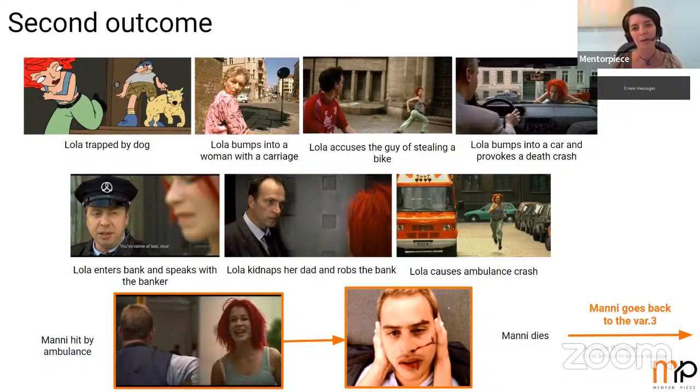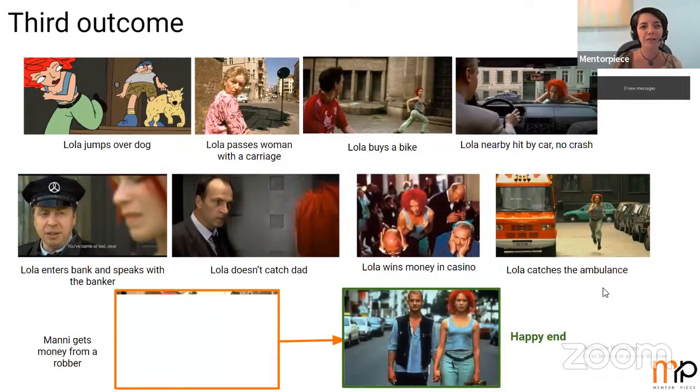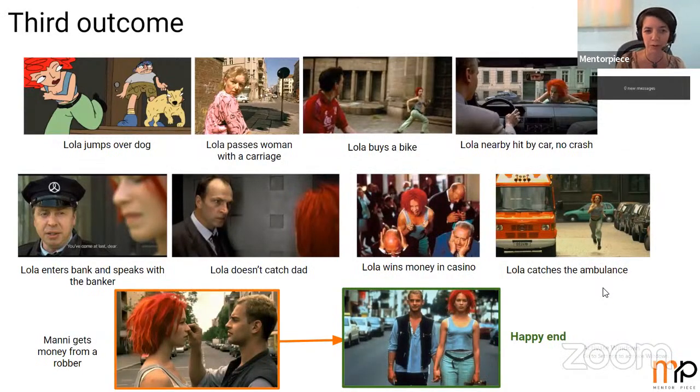So Lola, without any other things, is running further and occasionally causes an ambulance crash, and this ambulance car kills many. So in this variant of reality, many die and it goes back to version number 3. In the third outcome, Lola jumps over the dog, passes the woman with a carriage, buys this bike near the bank.